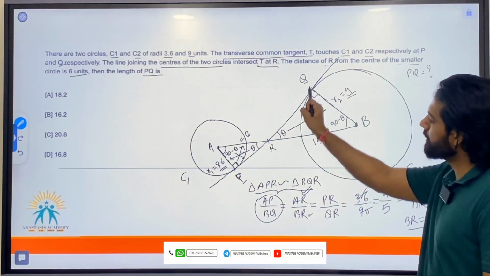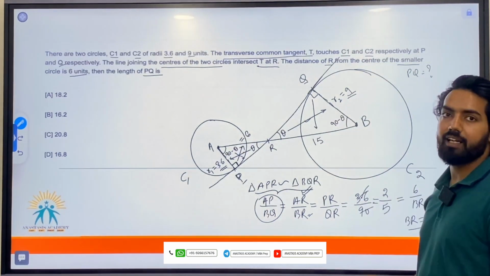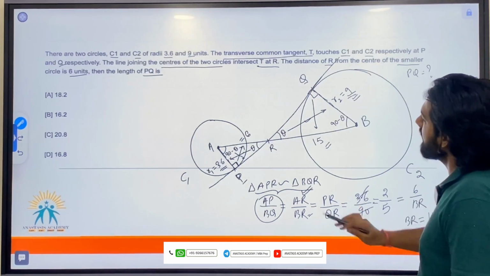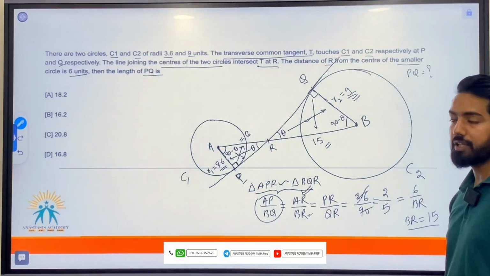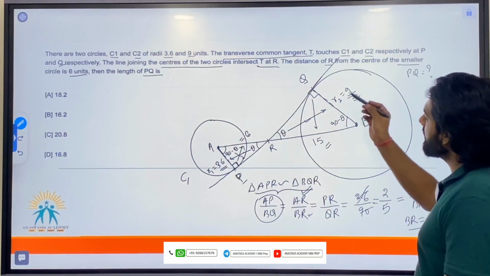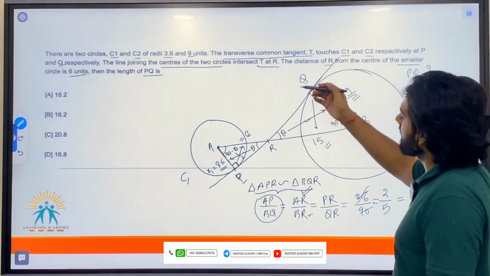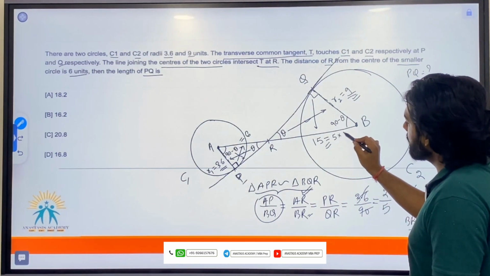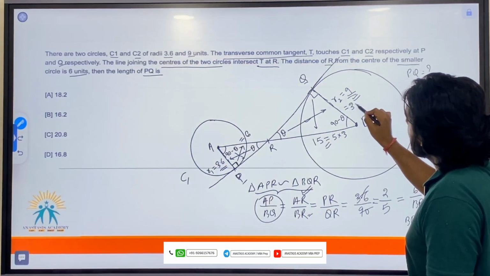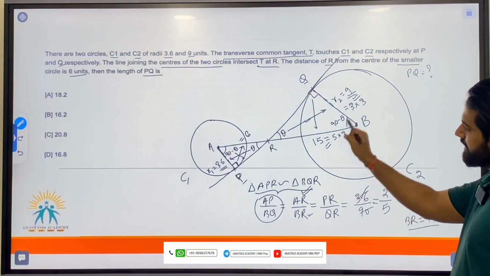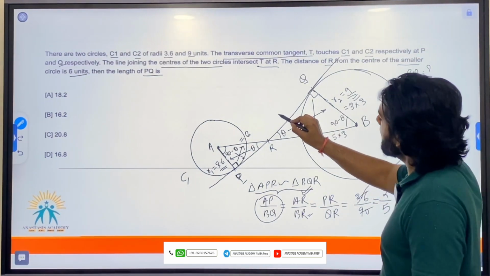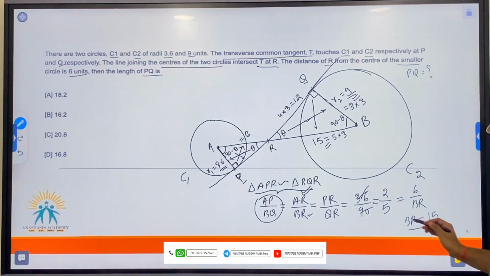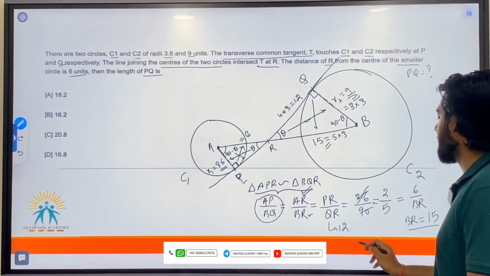Now this triangle BQR I know is a right angle triangle and two sides are known. Hypotenuse is 15, perpendicular is 9. I can get the value of this base using the Pythagoras theorem, or if I know the triplets very well, I can directly find this side, right? This is 5 into 3, this is 3 into 3, so I can say it's a 3, 4, 5 triplet. So this side would be 4 into 3, which is 12. So the length of QR is 12.